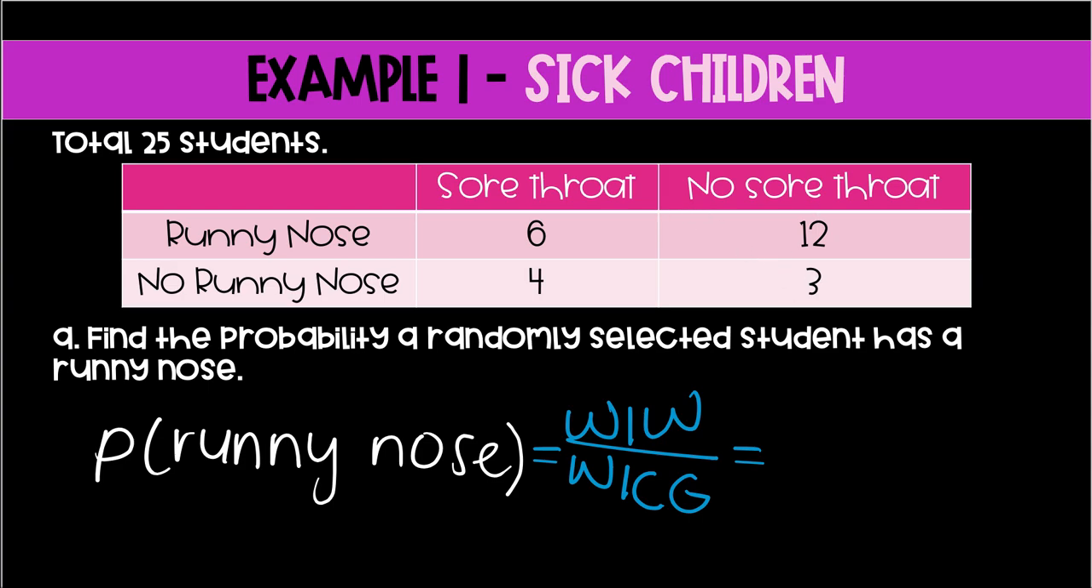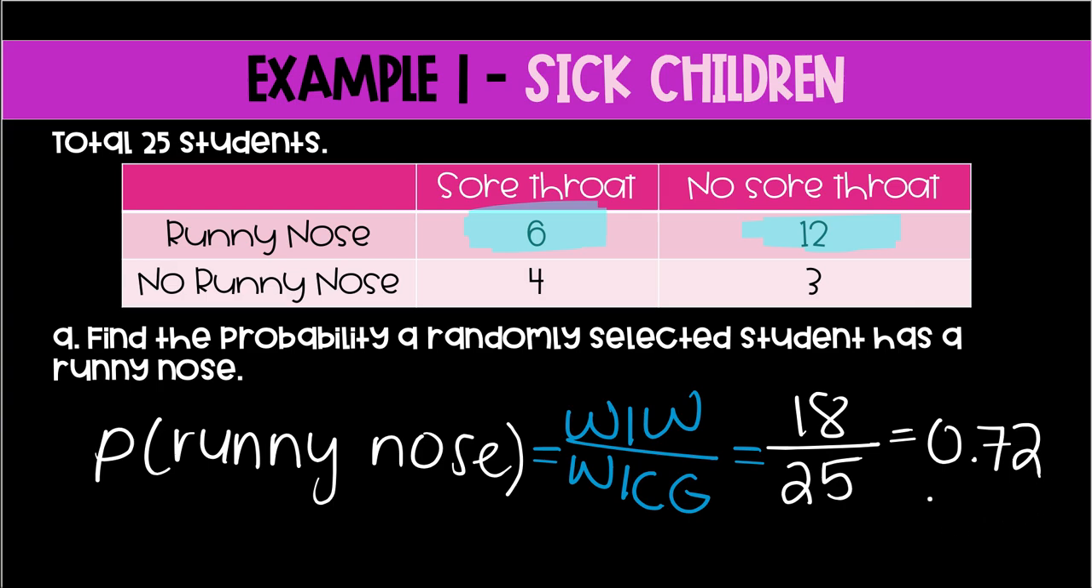What I want is any of the students having a runny nose, with a sore throat or no sore throat. That's a total of 18 students. What I can get is any of the 25 students when randomly selecting a student. 18 out of 25 is 0.72, or in percentage form, 72%. So when selecting a random student, we have a 72% chance that they will have a runny nose, either with a sore throat or without a sore throat.